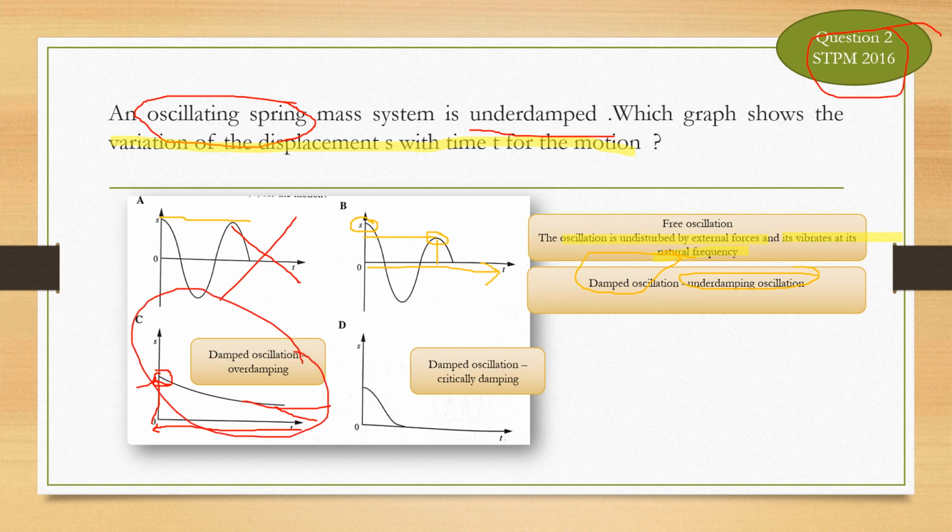And then if you look at D, this is completely not even an oscillation. If it's an oscillation, it has to go up and it has to come down, but this one does not have that at all. So this is definitely a critical damping.